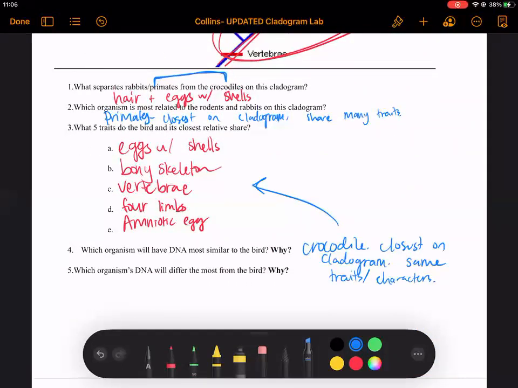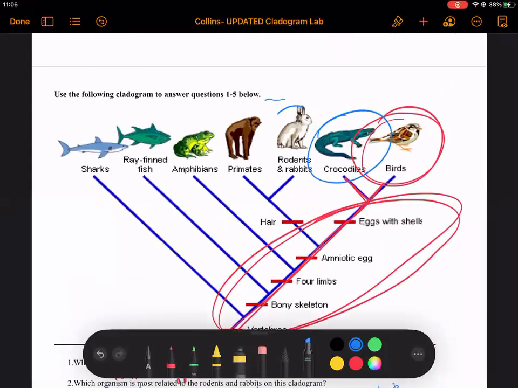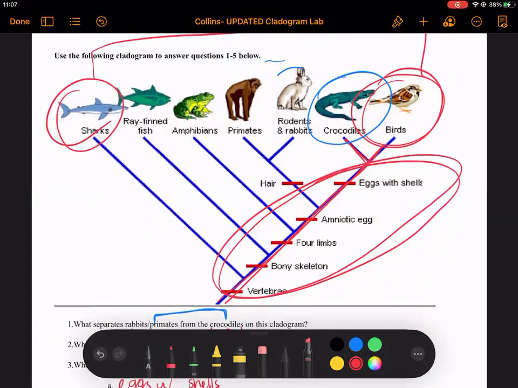We just said that the crocodile is going to be the most similarly related, but which organism's DNA is going to be the most different from the bird? Let me hear from Jocelyn. What do you think? I chose sharks because in the cladogram you can see the shark is the last one, and also they don't have that much of similar traits. Yeah, they actually only have one of these traits in common.